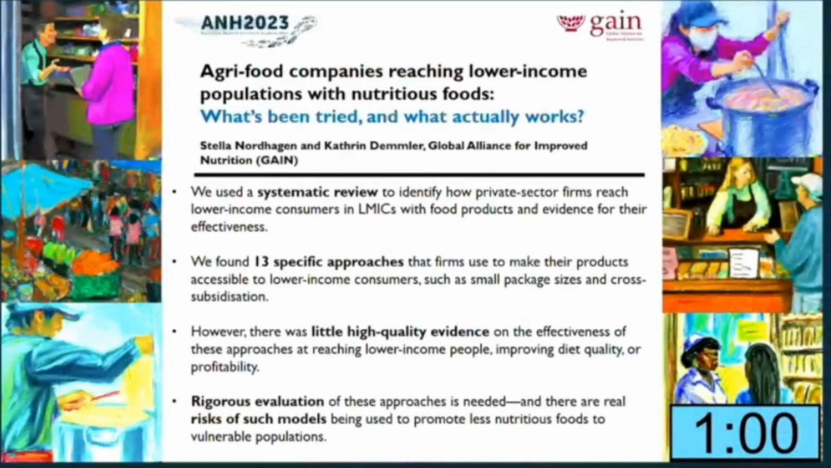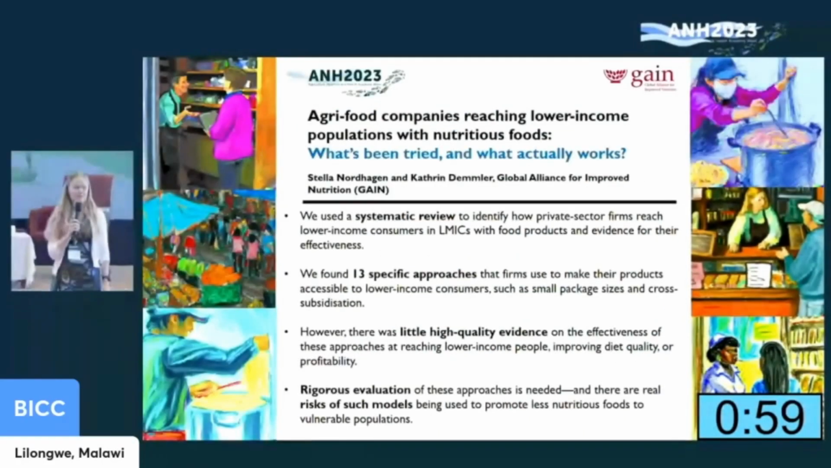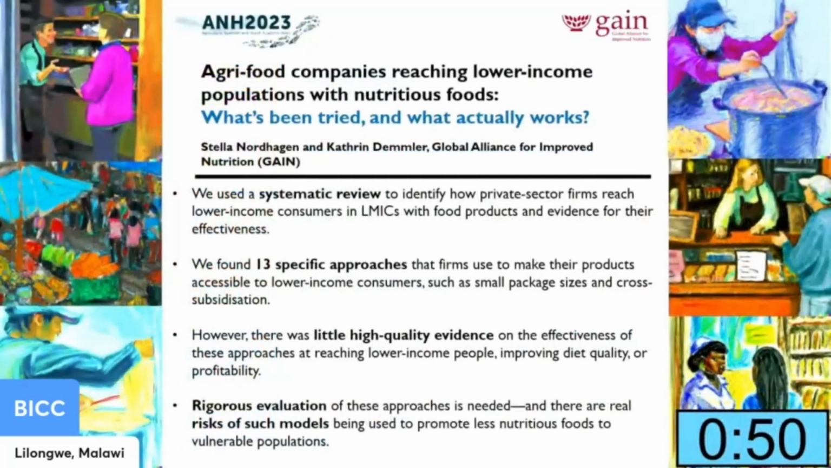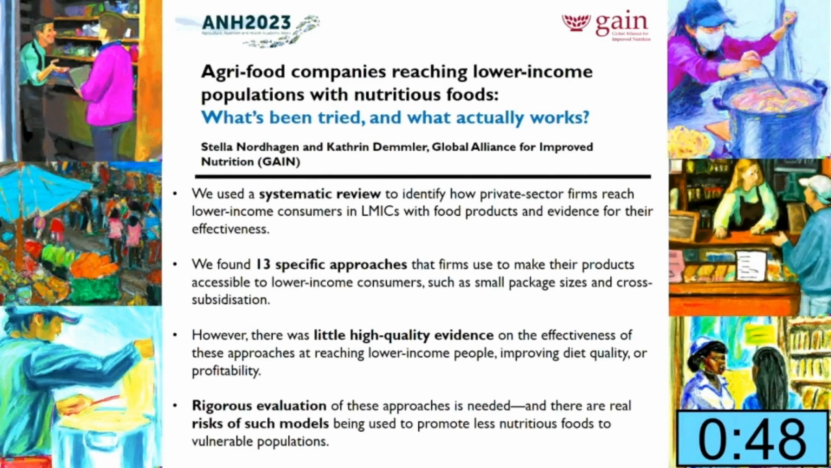Most people get at least some of the food that they eat from private sector companies, and much of the world's population can't afford a healthy diet. Considering those two facts jointly, we wondered what private sector companies can do to try and reach lower income consumers with nutritious foods. And we did a systematic review to find out. We screened over 8,000 titles and identified 73 eligible documents, as well as 99 case study companies. Synthesizing across those, we identified 13 unique approaches that companies have used to try and reach lower income consumers.